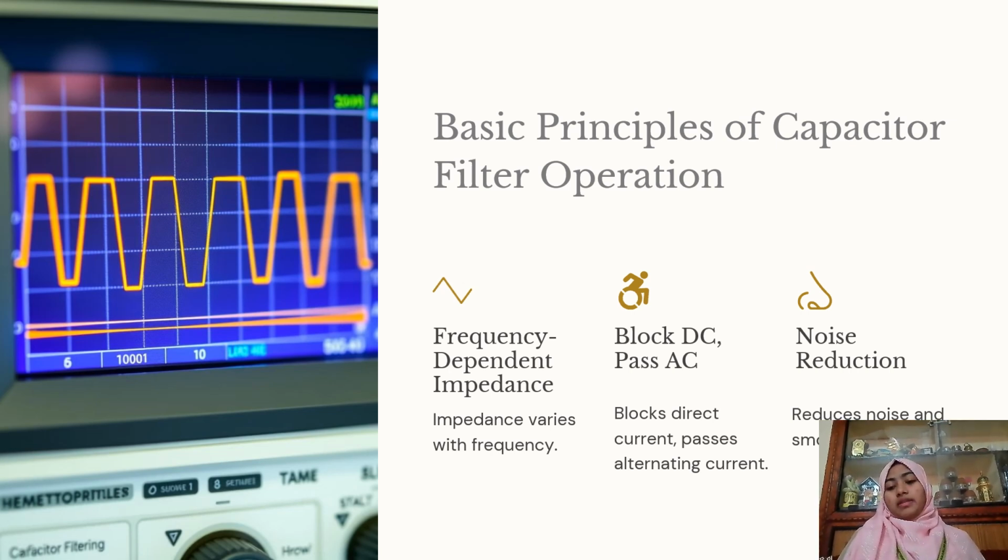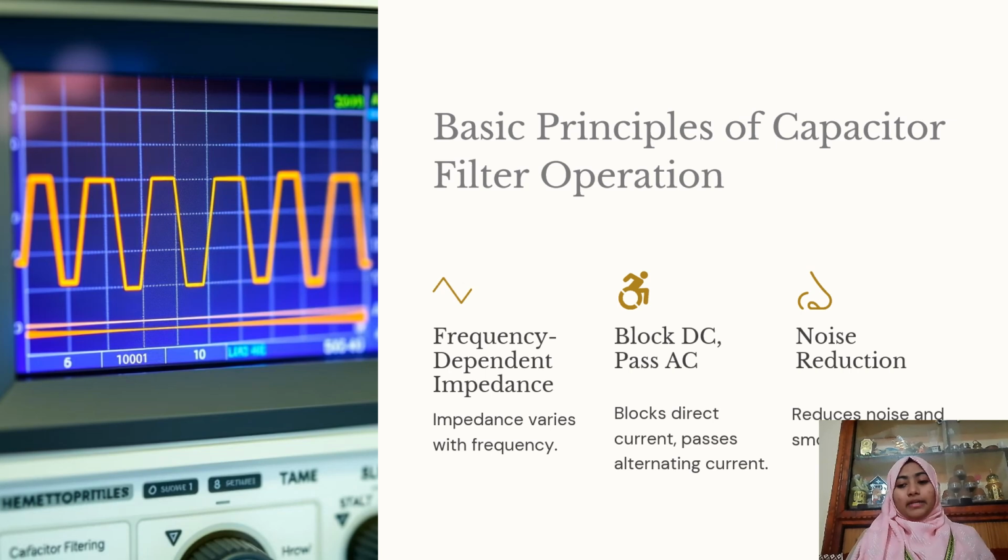Another principle is that it blocks the direct current to allow the passing of alternating current. In order to pass the alternating current, it blocks the direct current. And noise reduction: it reduces noise and some small sounds. So these are the three basic principles behind the working of capacitor filters: frequency dependent impedance, block DC, pass AC, and noise reduction.